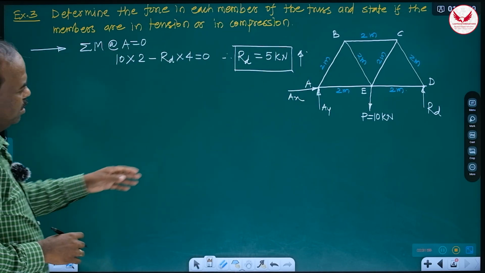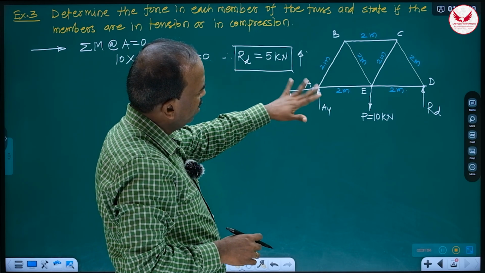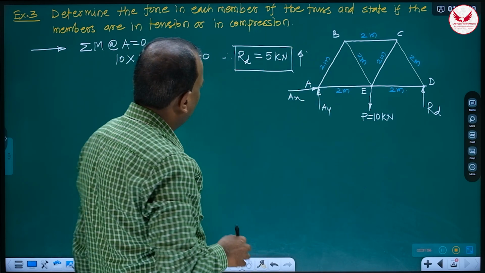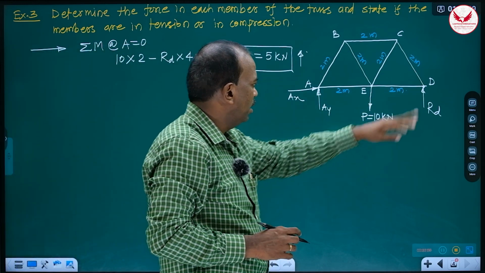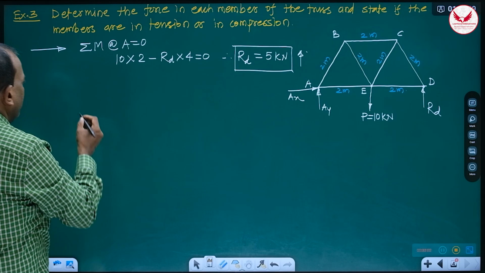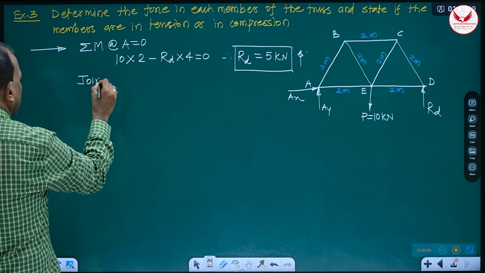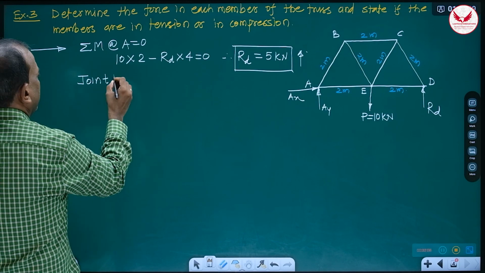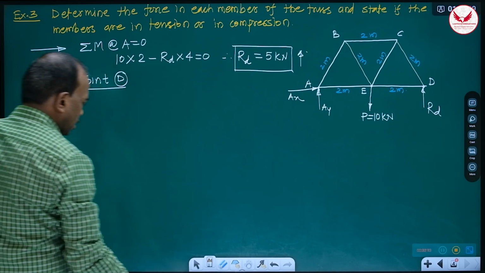Then after this, no need to find out AX, AY, it is not asked. Support reactions are not asked, forces in all the members. Then which joint we should consider where two unknowns are there? At D, there are two unknowns, means we must analyze joint D. So this is joint D.